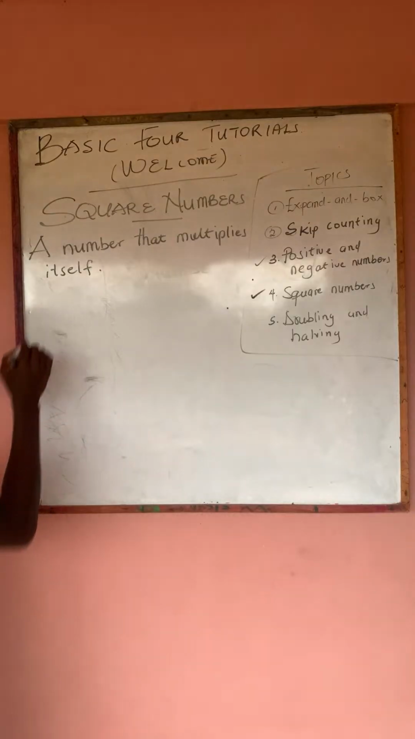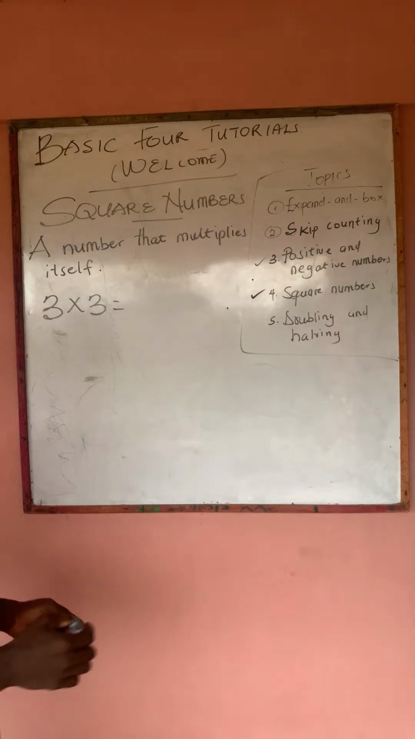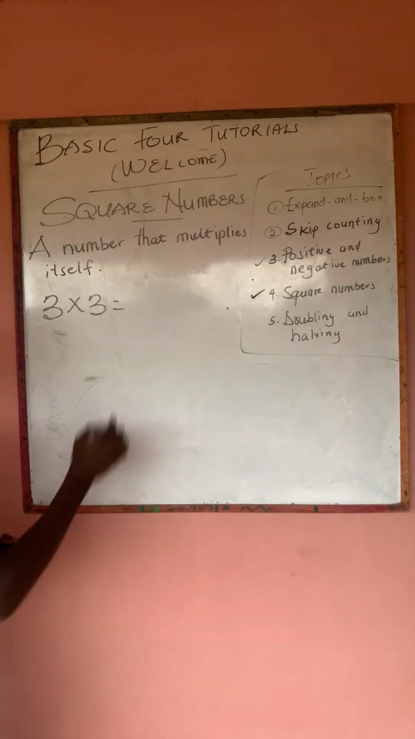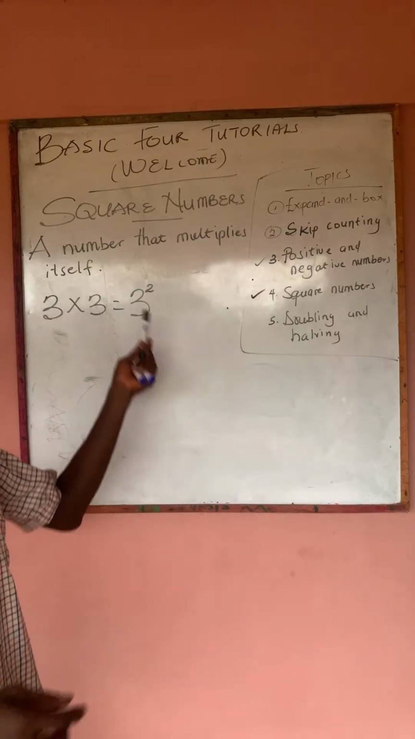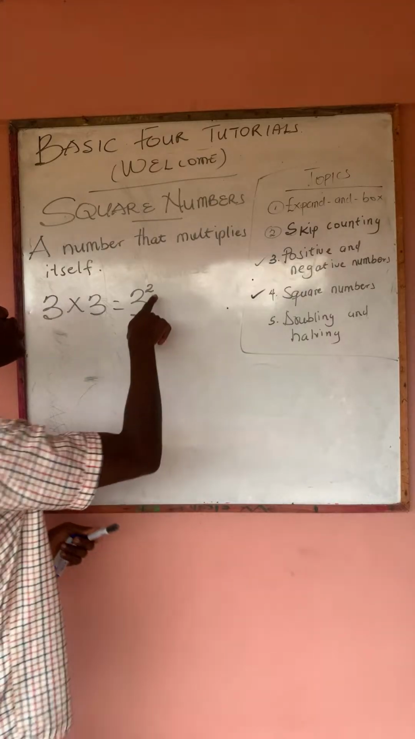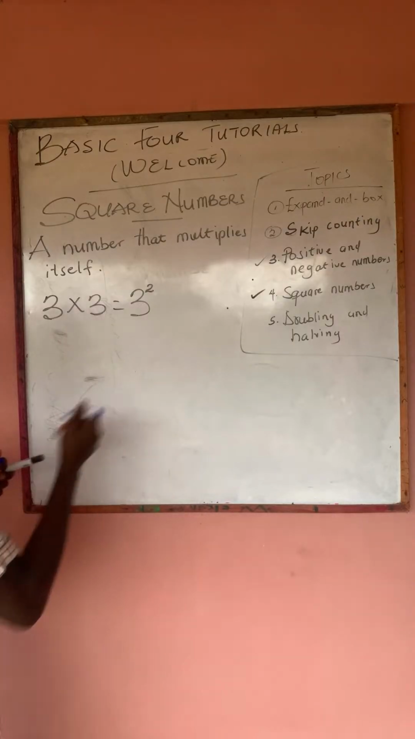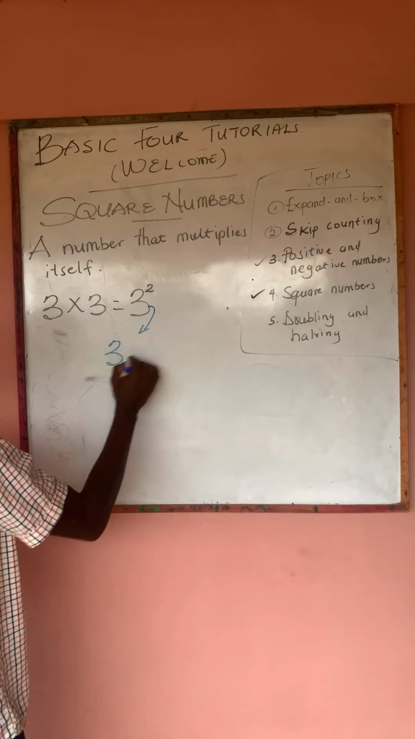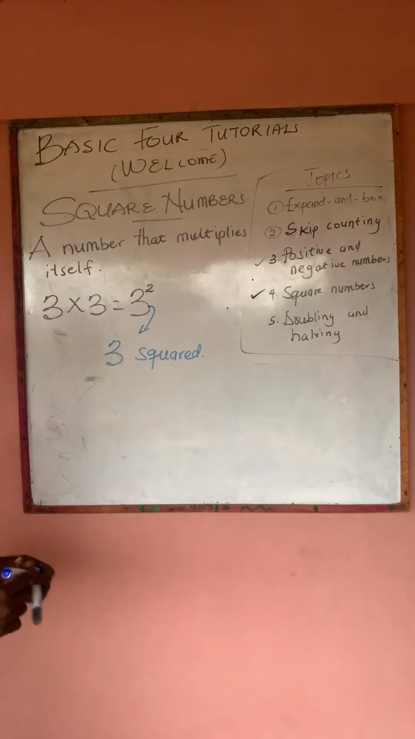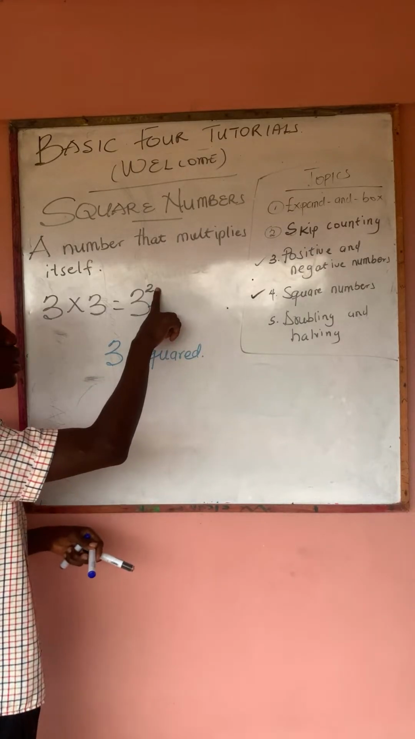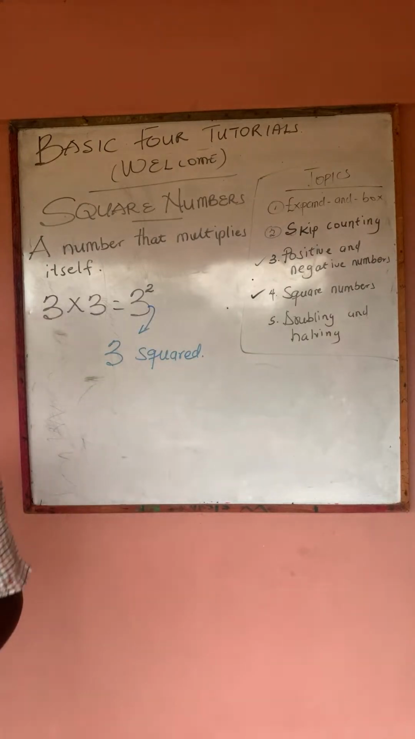Let's take an example like 3 times 3, where 3 is multiplying itself. Okay. So to write this in the short form, write 3 with a small 2 written at the top right corner of the number like this, 3 with 2 up here. This shows a square number. Okay, so this is actually read as 3 squared. The square is the 2 written over here. So this is read as 3 squared. Do you all understand?